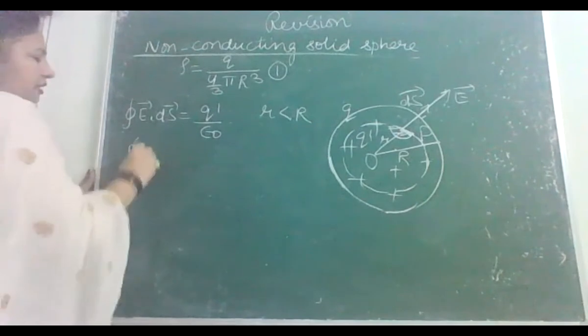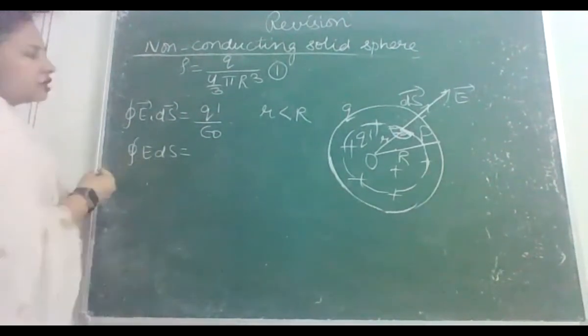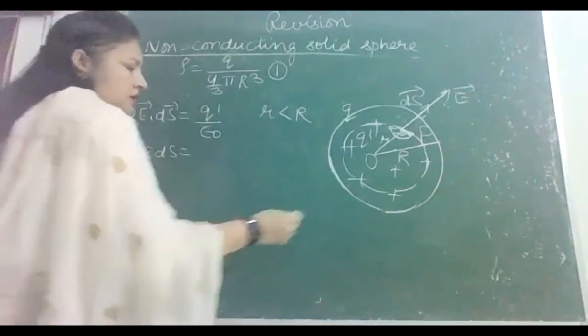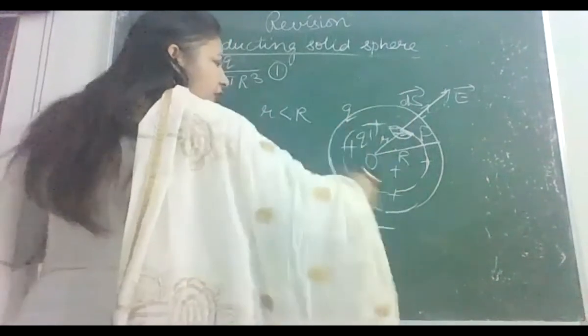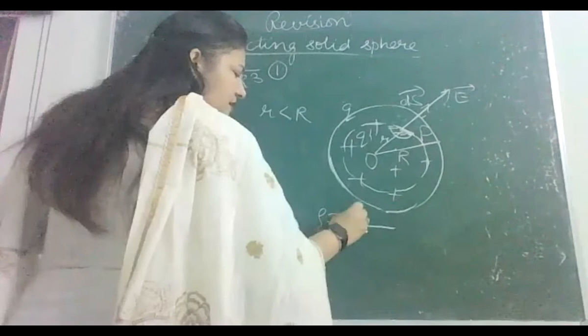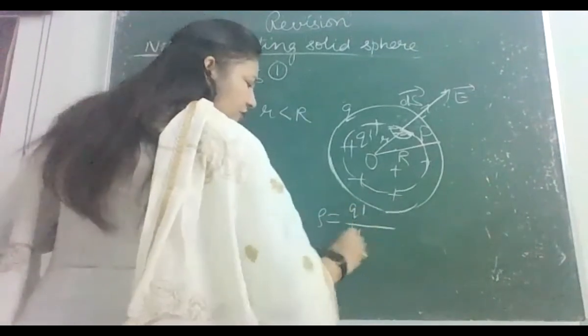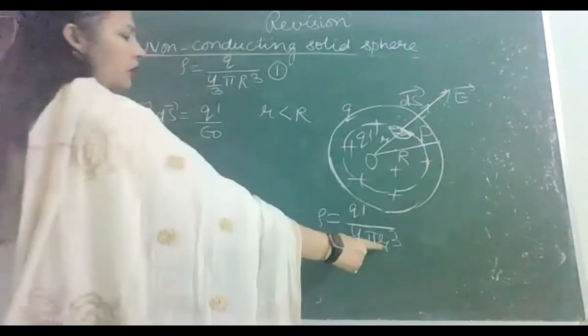So integral E ds cos 0, next step, and again q dash को आप कैसे लिख सकते हैं? Still the volume charge density remains the same. It is same for the whole sphere, also for the Gaussian sphere also. So let's write volume charge density for the Gaussian sphere now. It is q dash over 4 pi small r cube.